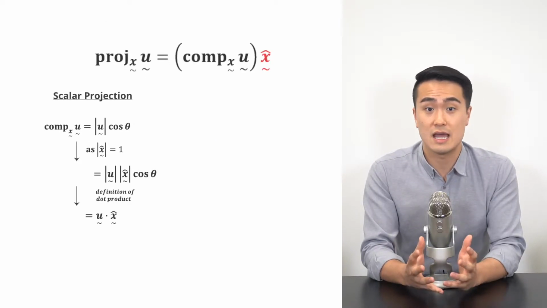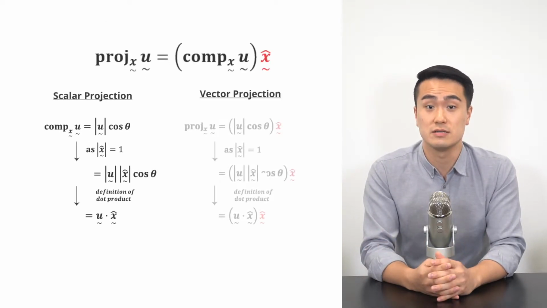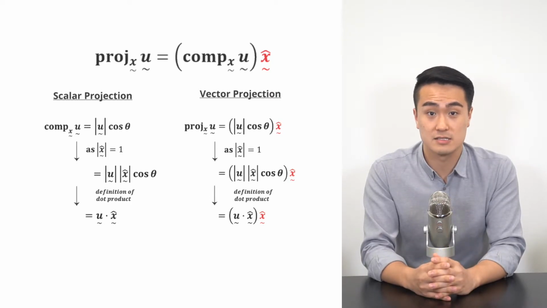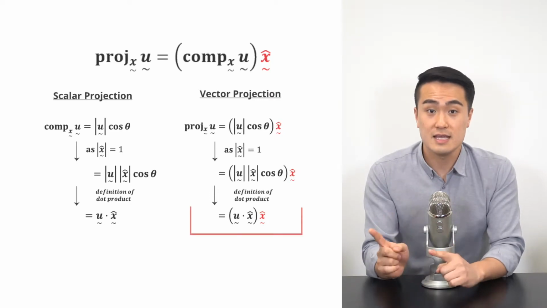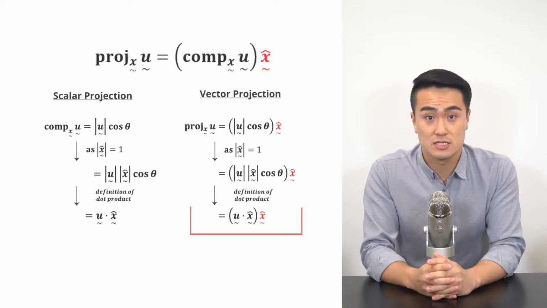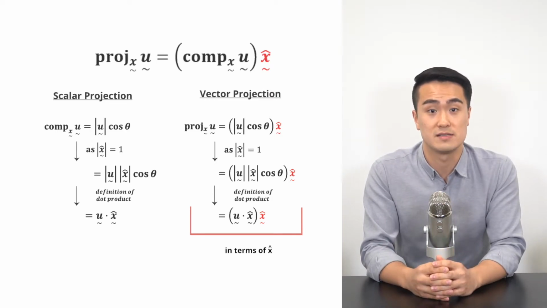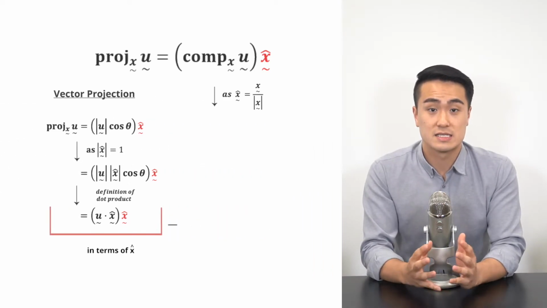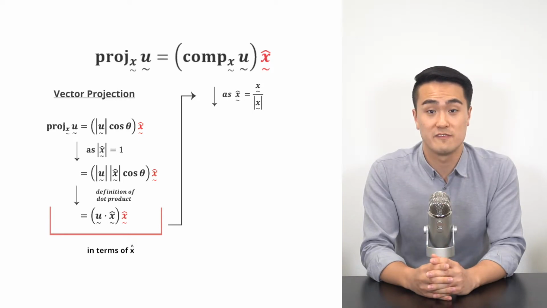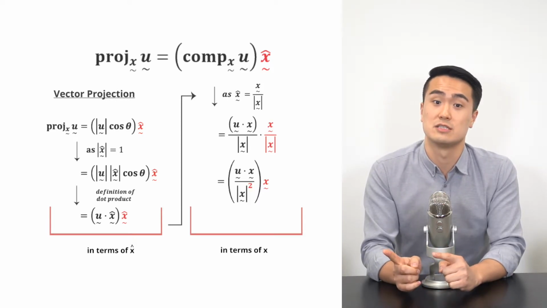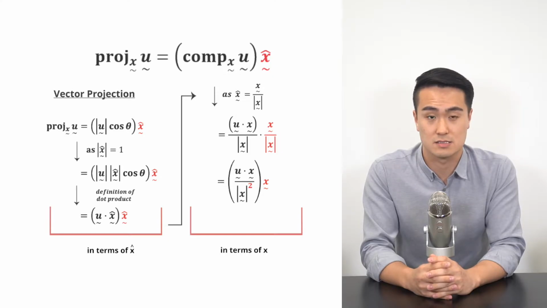So, using the same working out for our scalar projection, let's just multiply x hat to each line. These expressions of the vector projections are in terms of the unit base vector x hat. Substituting the definition of a unit vector, this is the expression in terms of the base vector x.